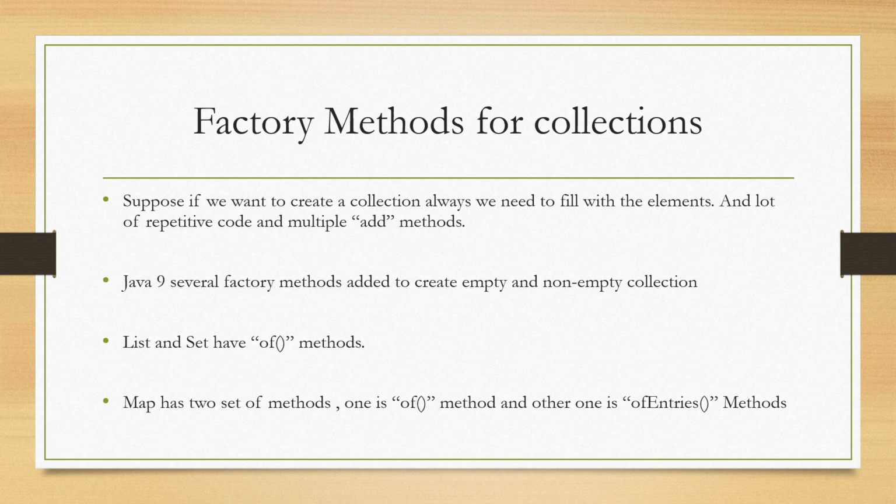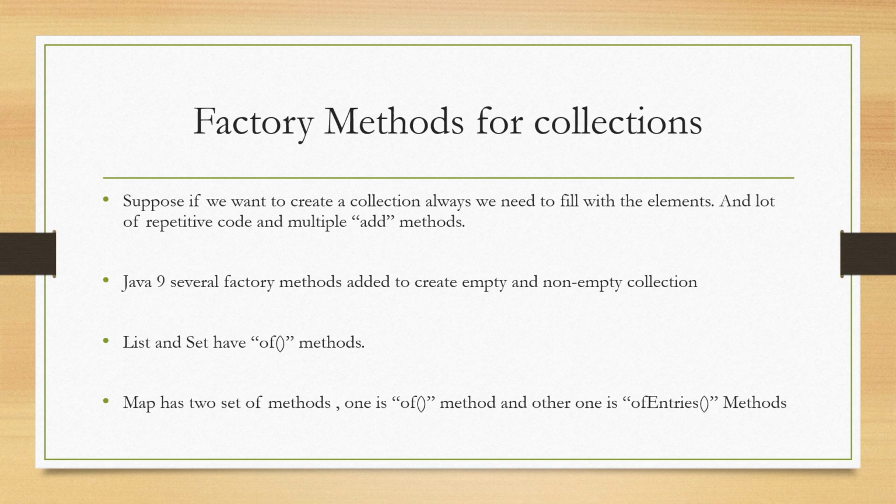Up to Java 8, if you wanted to add elements into a collection like a list or set, we were using the add method, right? If you want to add multiple elements, we use multiple add methods, like list.add(1), list.add(2), like that. Now, using these factory methods, in one line we can add however many elements we want into the collection directly.